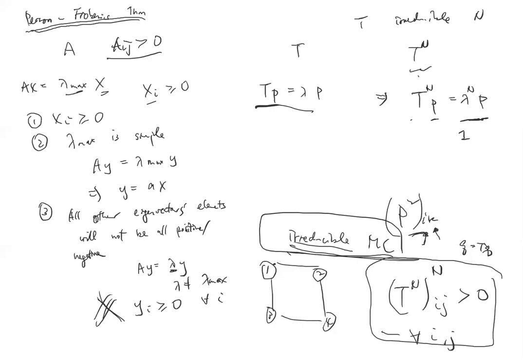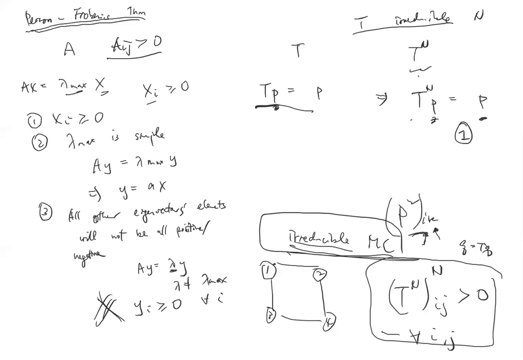Let me go back to lambda equal to one here. P is supposed to be unique for T^n, so therefore P is supposed to be unique for T as well. So this alone already shows that if T is irreducible, or the Markov chain is irreducible, then the steady state probability is unique. But of course, I'm assuming that one is the maximum eigenvalue, right? And I didn't show that yet. But let me just show it quickly.